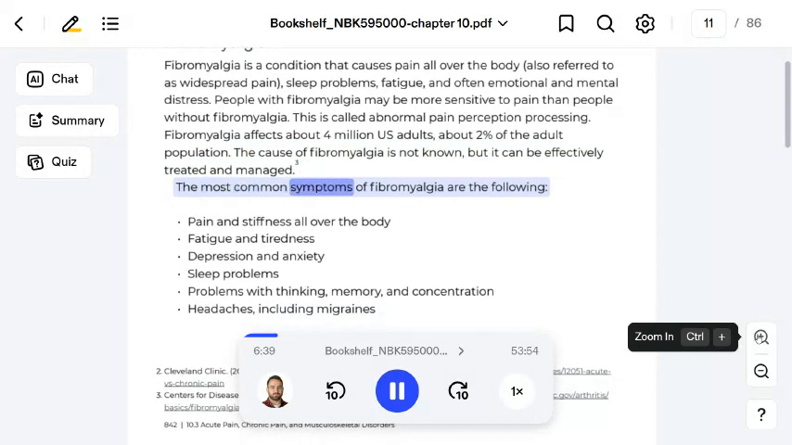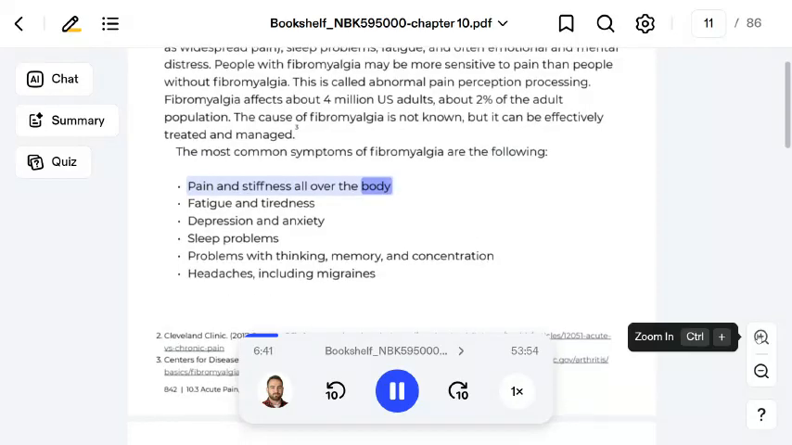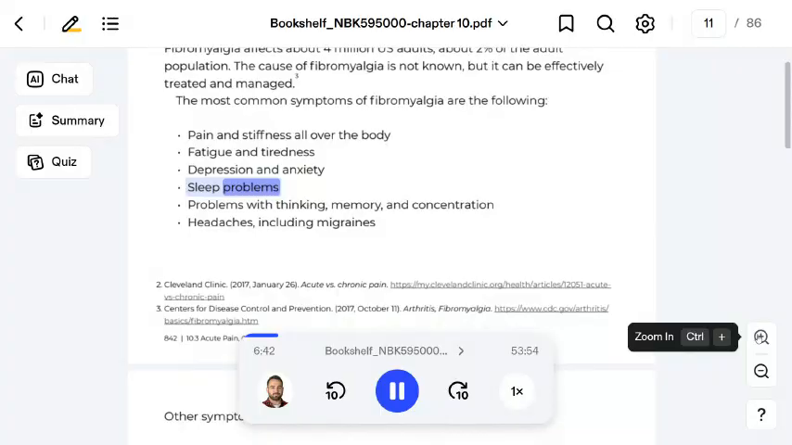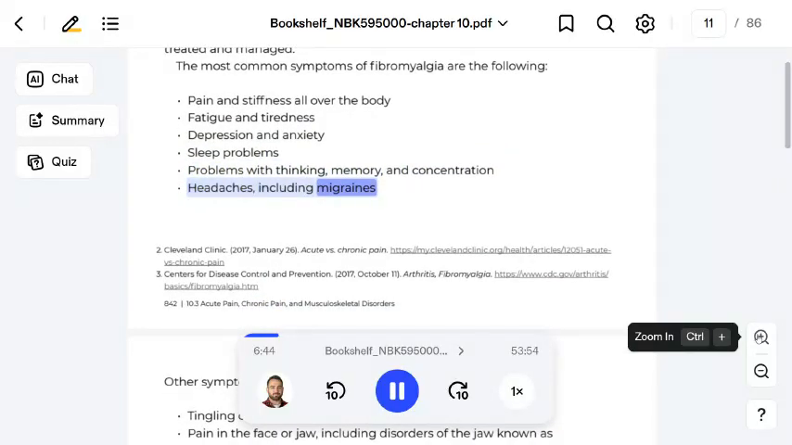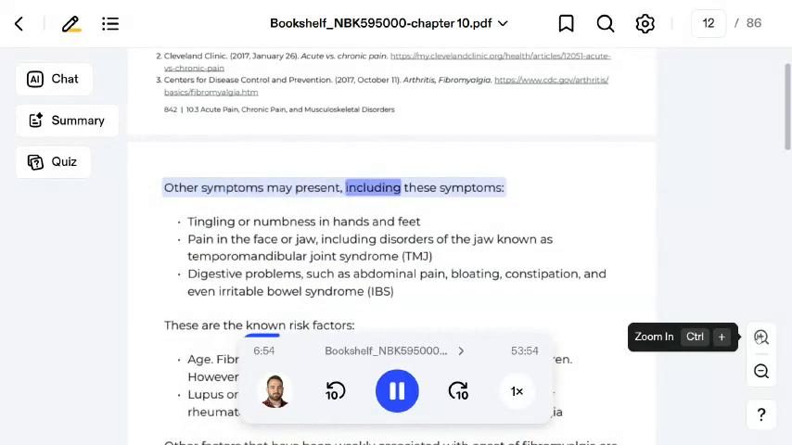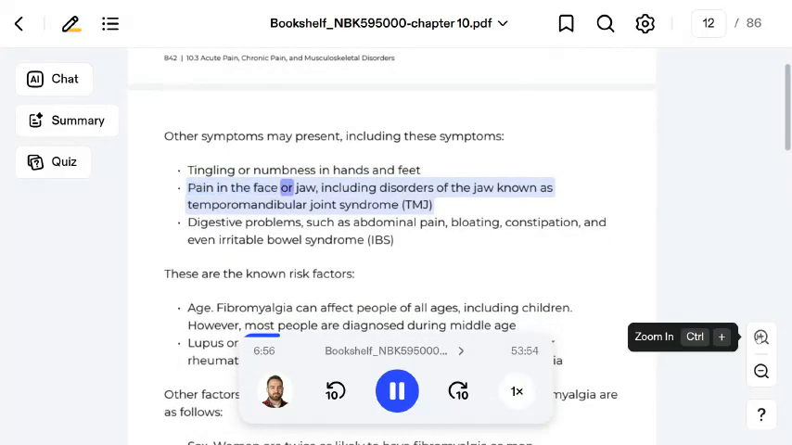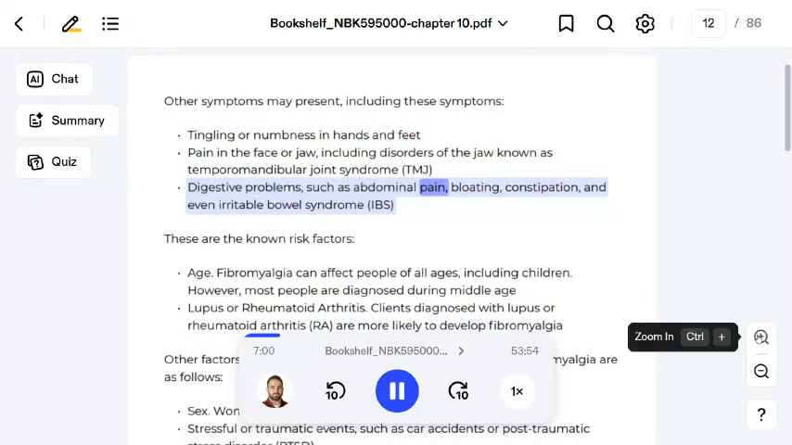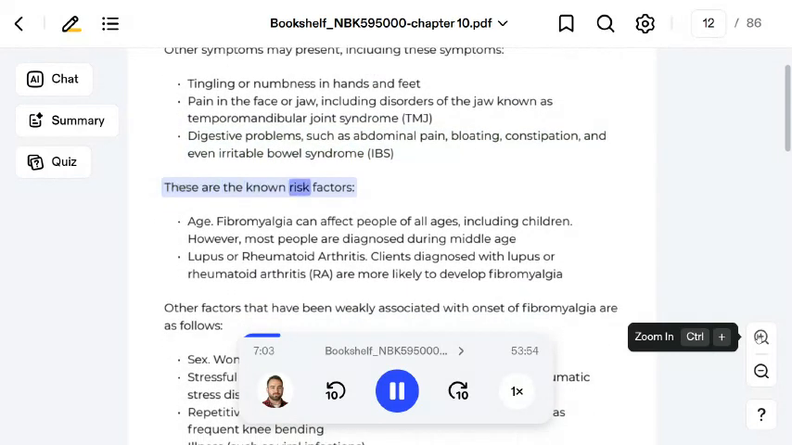The most common symptoms of fibromyalgia are the following: pain and stiffness all over the body, fatigue and tiredness, depression and anxiety, sleep problems, problems with thinking, memory, and concentration, headaches including migraines. Other symptoms may present including these symptoms: tingling or numbness in hands and feet, pain in the face or jaw, including disorders of the jaw known as temporomandibular joint syndrome, digestive problems such as abdominal pain, bloating, constipation, and even irritable bowel syndrome.